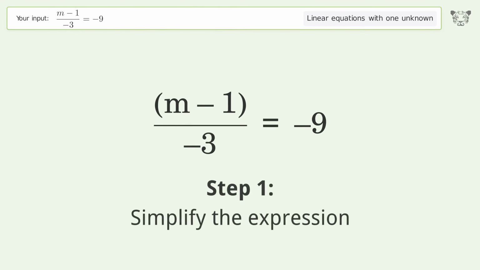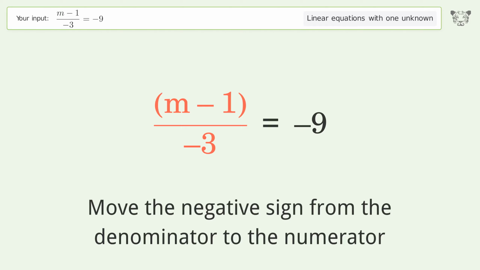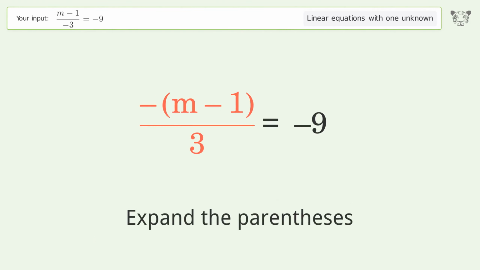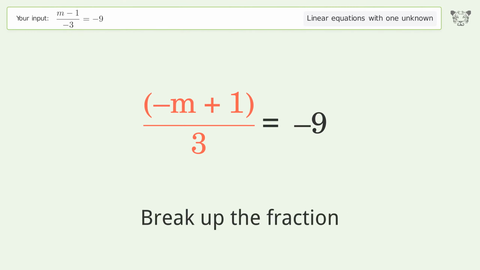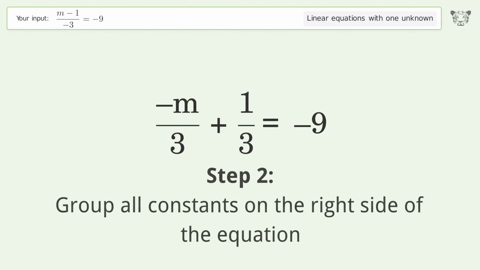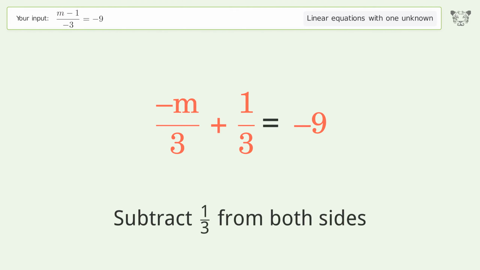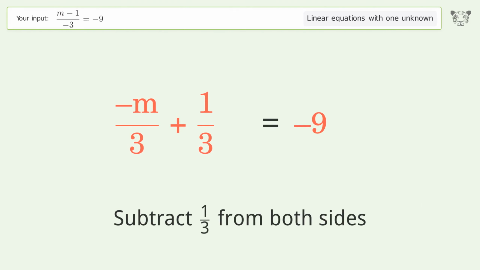Simplify the expression. Move the negative sign from the denominator to the numerator. Expand the parentheses. Break up the fraction. Group all constants on the right side of the equation. Subtract 1/3 from both sides.